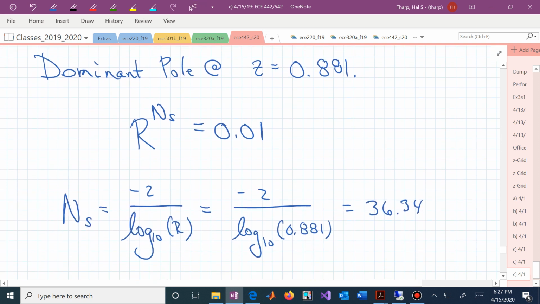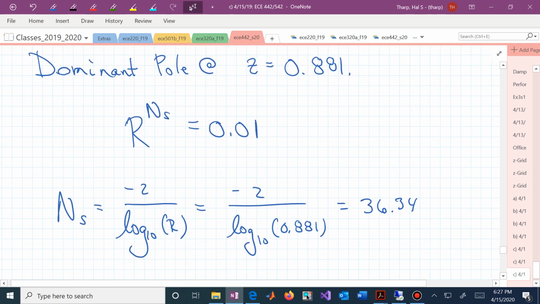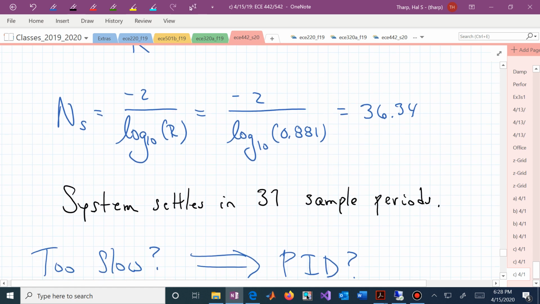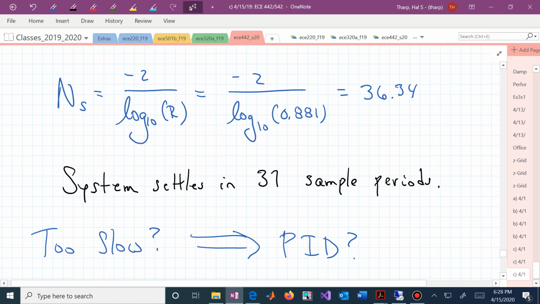We can determine what our settling time is going to be from that dominant pole. That's our r, which is 0.881. We can divide the log of that, base 10, into -2, and we see then that our system will settle in about 37 sample periods. That may or may not be adequate.